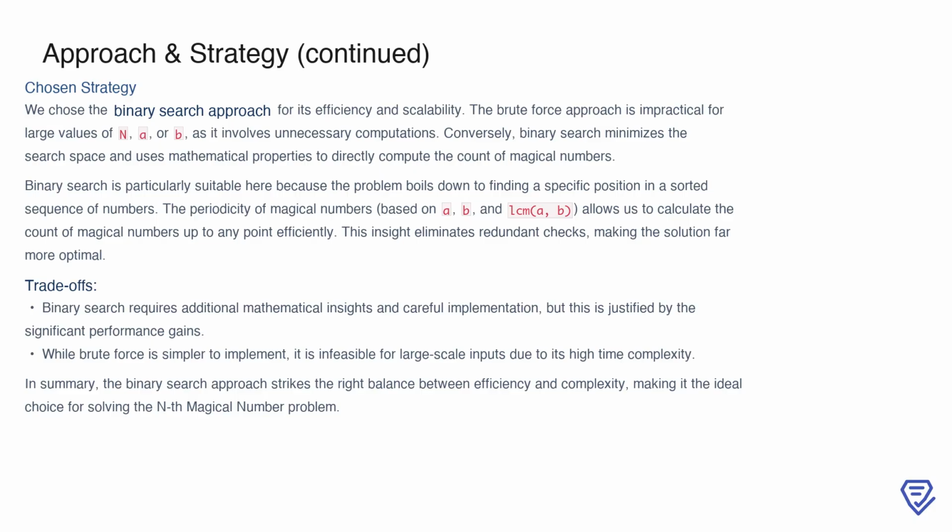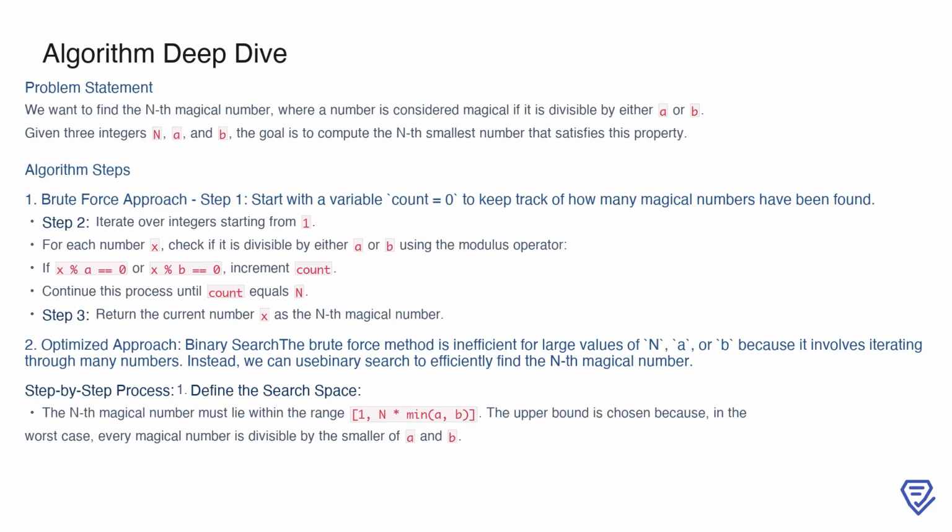To solve the problem of finding the nth magical number, we start by understanding what makes a number magical. A number is magical if it is divisible by either a or b. Our task is to identify the nth smallest such number given the integers n, a, and b. Let's first look at a simple brute force approach.